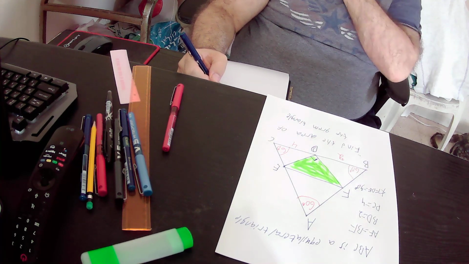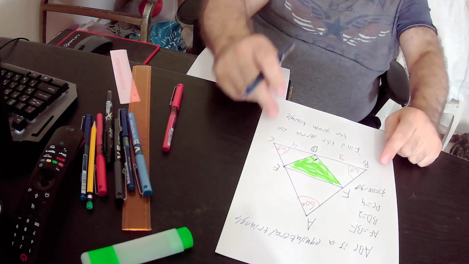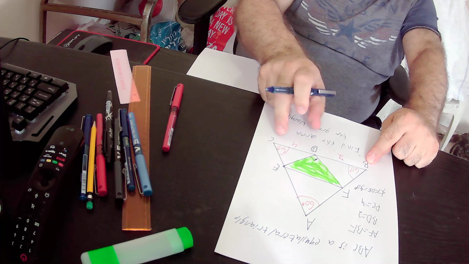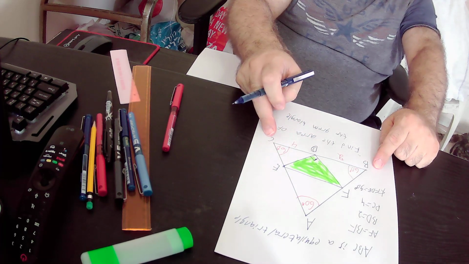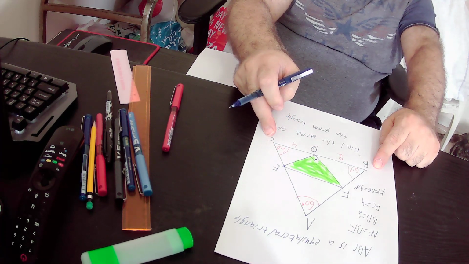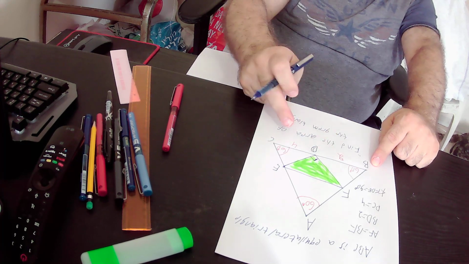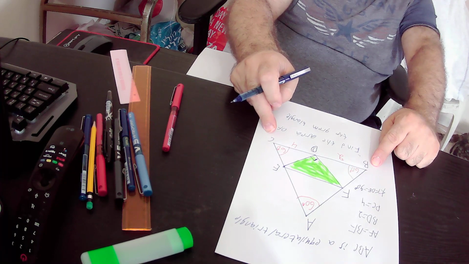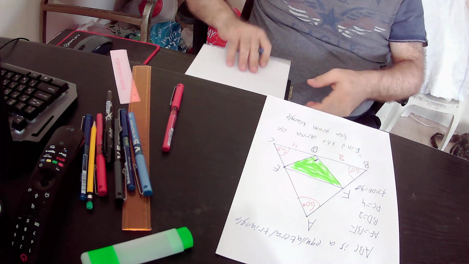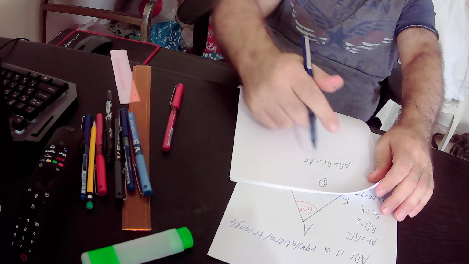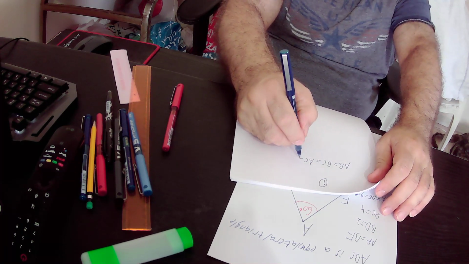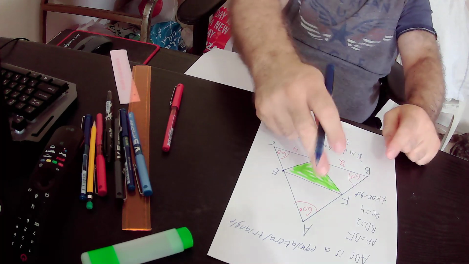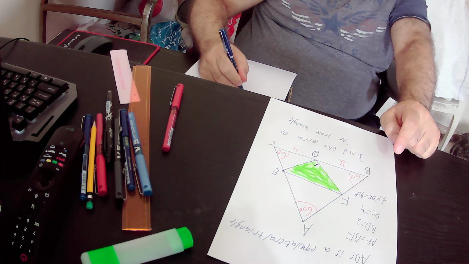Okay, but we know that BC equals BD plus DC. And BD equals 2 units and DC equals 4 units. So BC equals 6 units. So actually we can write here that AB equals BC equals AC equals 6 units.